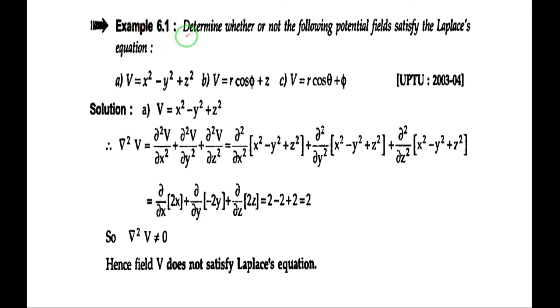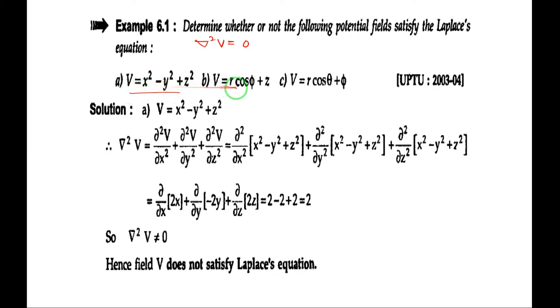Next, determine whether or not the following potential fields satisfy the Laplace equation. The potential field is given, and we have to tell whether it satisfies the Laplace equation. What is Laplace equation? Del square v equal to 0, so the volume charge density rho v should be 0. If I do del square v and it is equal to 0, then the given potential satisfies Laplace equation. If it is not equal to 0, then it does not satisfy Laplace equation. There are three questions here.